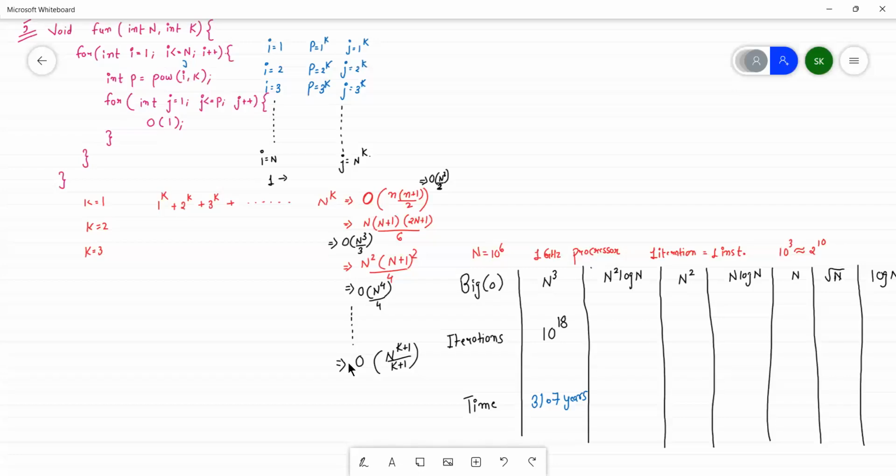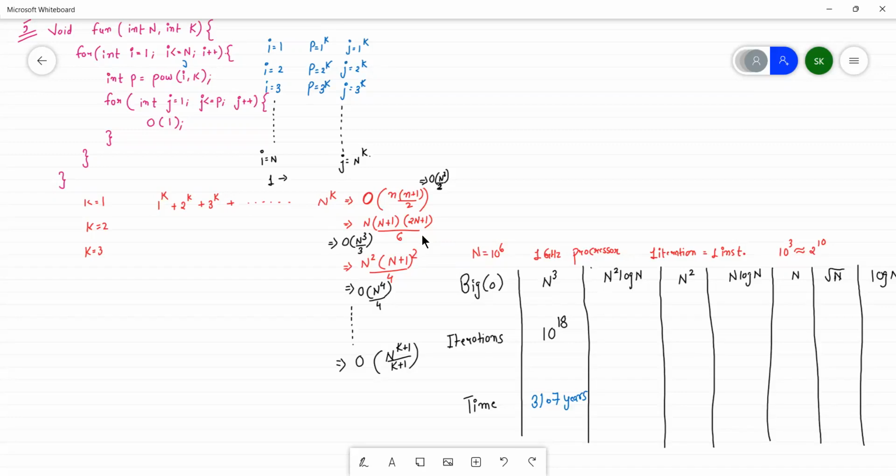And when you got k equals 2, you figured out that right now your complexity is going to be n cube. Okay. So similarly, in the other cases, as we were increasing, we figured out that if it is k, then our complexity is going to be n to the power k plus 1 divided by k plus 1. Clear?